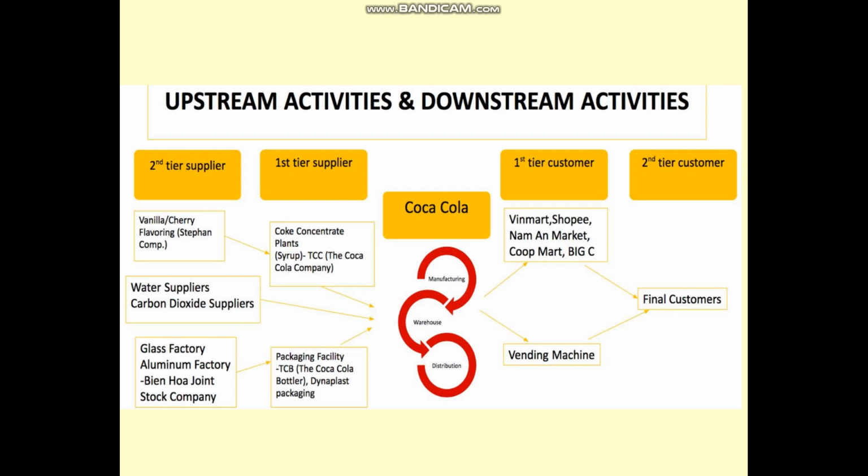Okay, here is an example about the Coca-Cola company. So Coca-Cola is a manufacturer, and here they do manufacturing and stock product in the warehouse, and they have distribution channels. So they receive the material from the first tier supplier. What is first tier supplier? It is the supplier that directly delivers the material to the manufacturer.